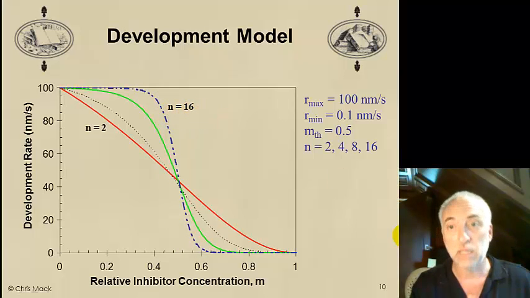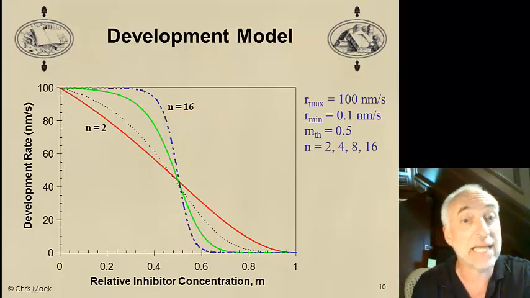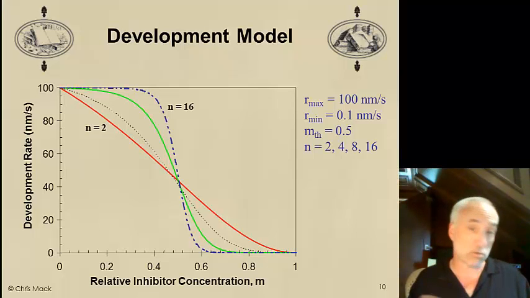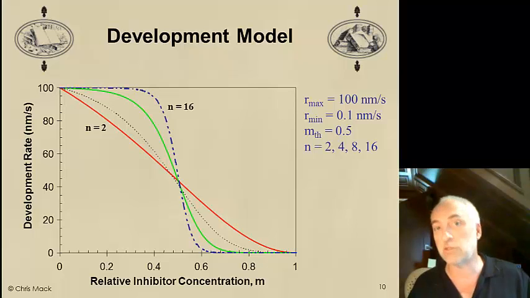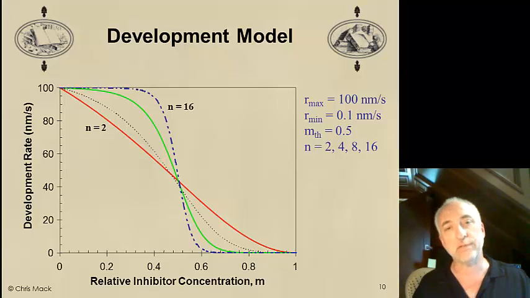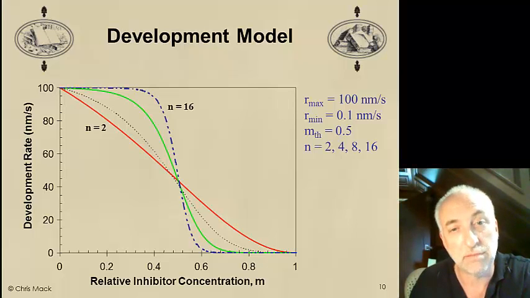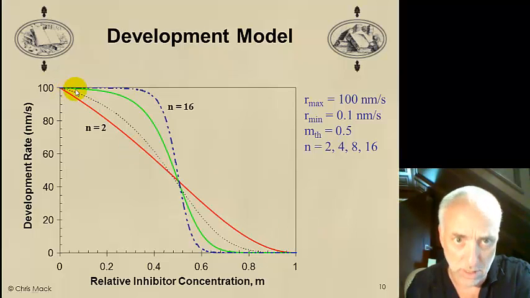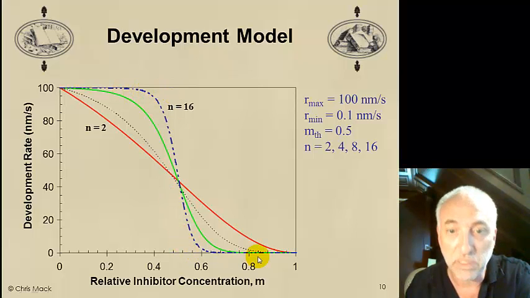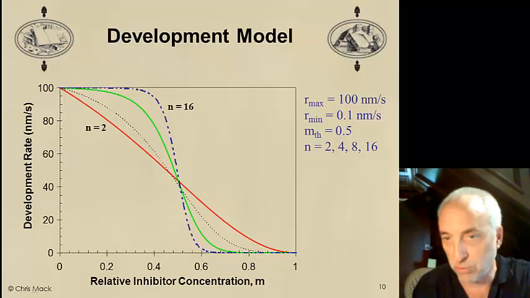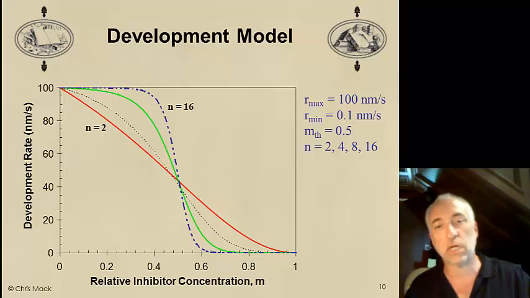And n, the dissolution selectivity parameter, says how steep this transition occurs. In other words, do I have a linear resist or a highly nonlinear resist? n is a measure of how nonlinear that photoresist is. So what do you think is going to happen if n goes to infinity? I'll bet just by looking at this trend, you'll guess that as n goes to infinity, this curve becomes a step function, a perfect step function with the transition at the threshold inhibitor concentration.